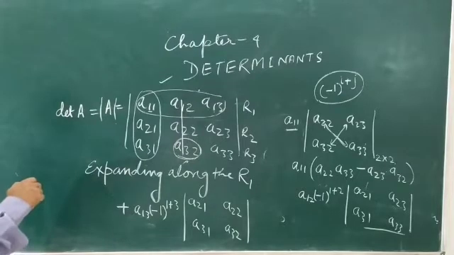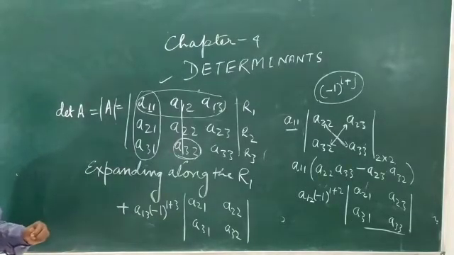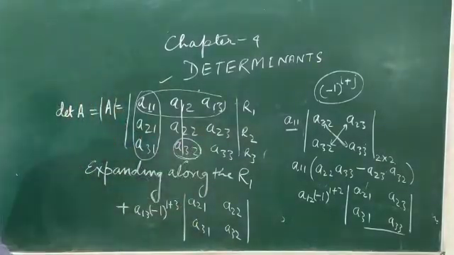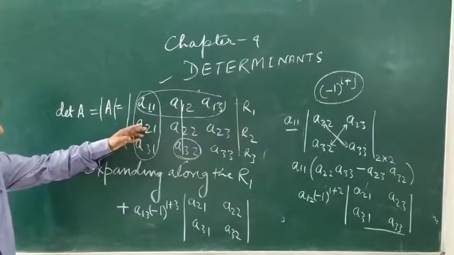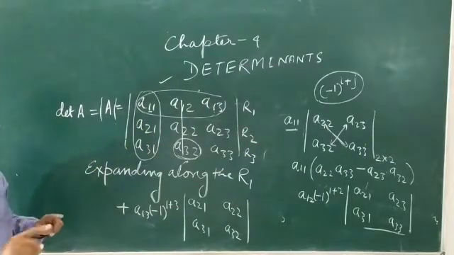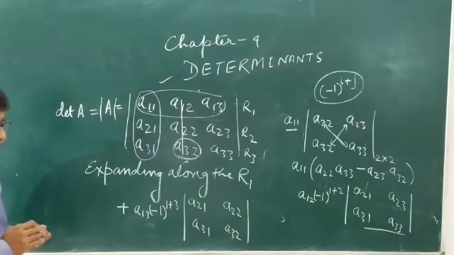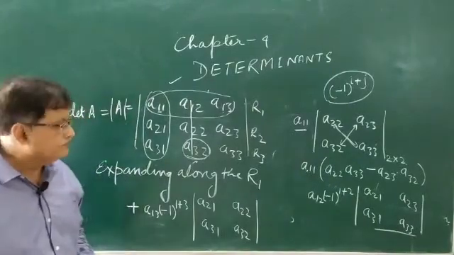When you consider along the R1, you get the value. Same way you can consider along the R2, along the R3, or along the column, along the first column, second column and third column. But value will be not changed. You get the same value. So I think you understand these things. Again we take the example of a number.